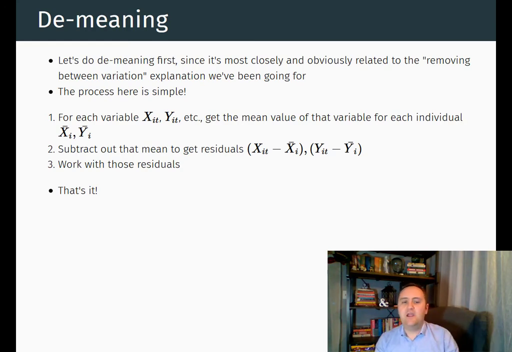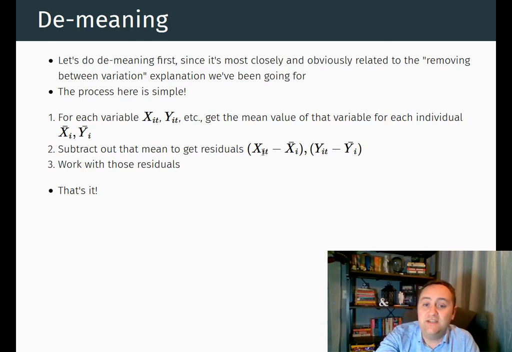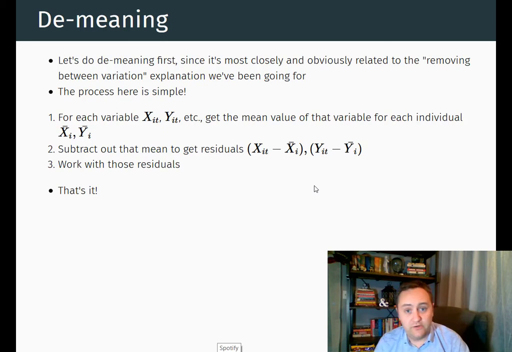So for each variable x and y and whatever other controls there are in the data, we get the mean of those variables within the individual and we subtract them out and we work with the demeaned data, right? So we take x, we subtract out the mean of x, and then we work with this variable instead of the original version. So we would regress the demeaned y on the demeaned x. And the result that we get will have controlled for the individual fixed effects. So it will have removed all the between variation.